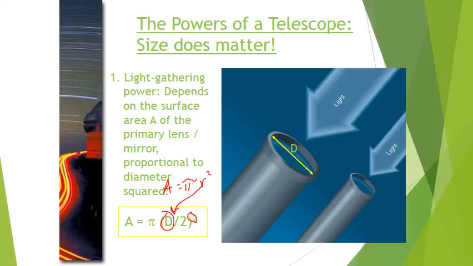So it really does make a difference. When you have a 4-inch telescope compared to an 8-inch telescope, the 8-inch telescope is twice the size, but its light gathering capability is actually 4 times as great. You quadruple your light gathering power by doubling the size of your primary objective.